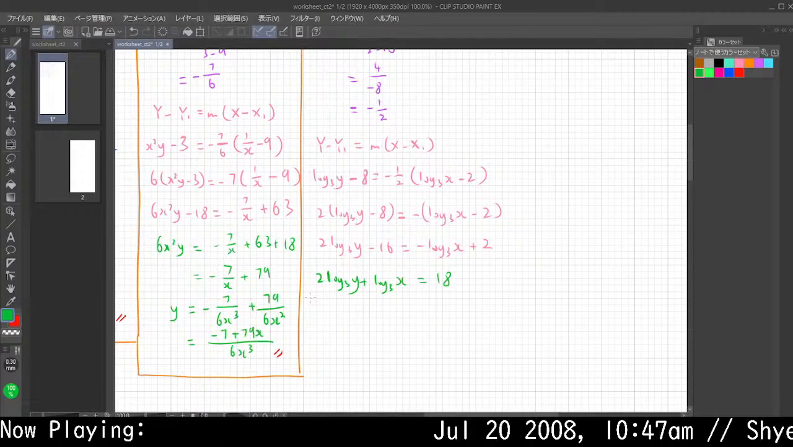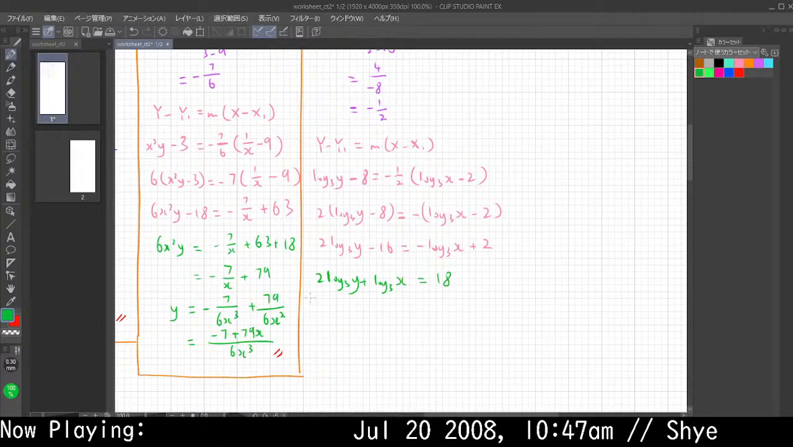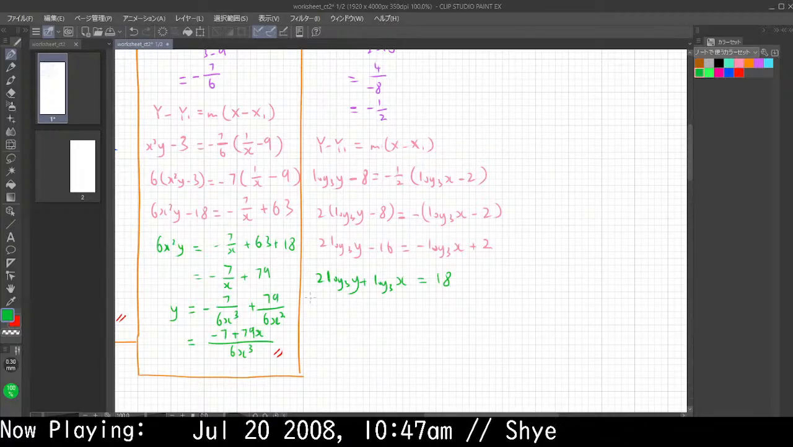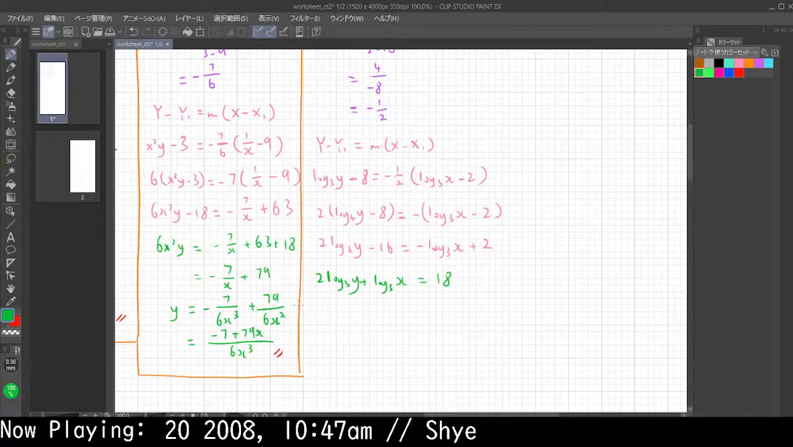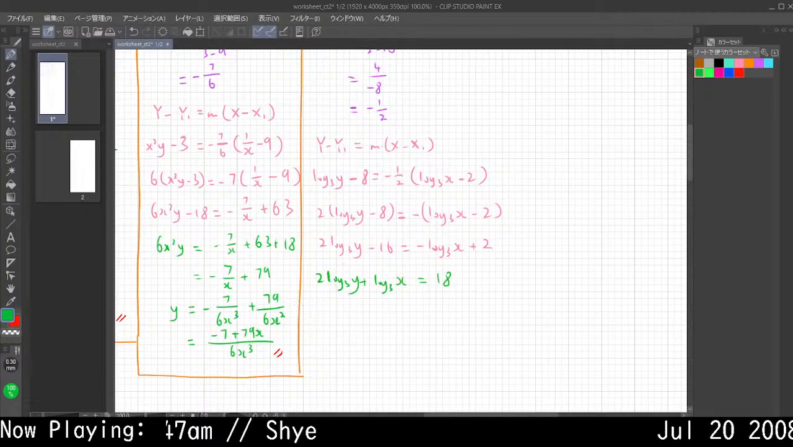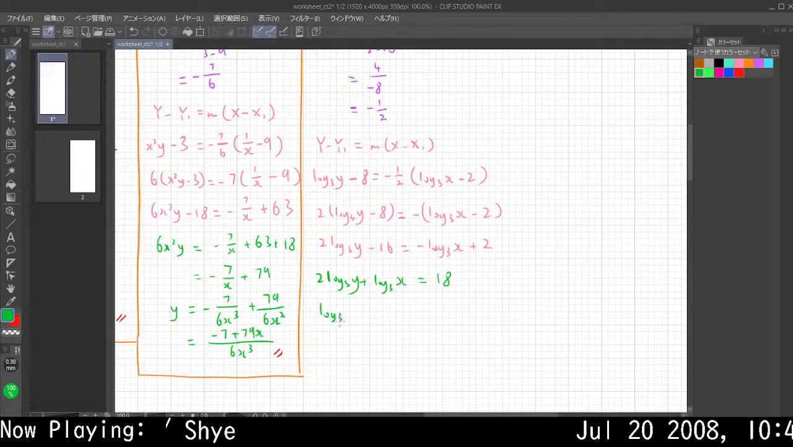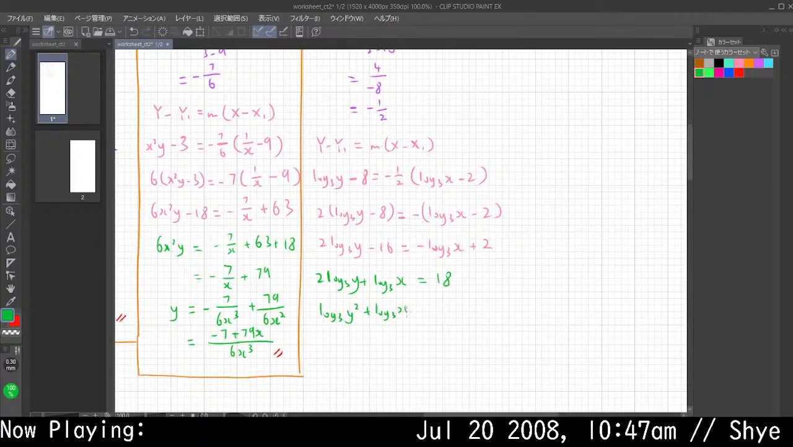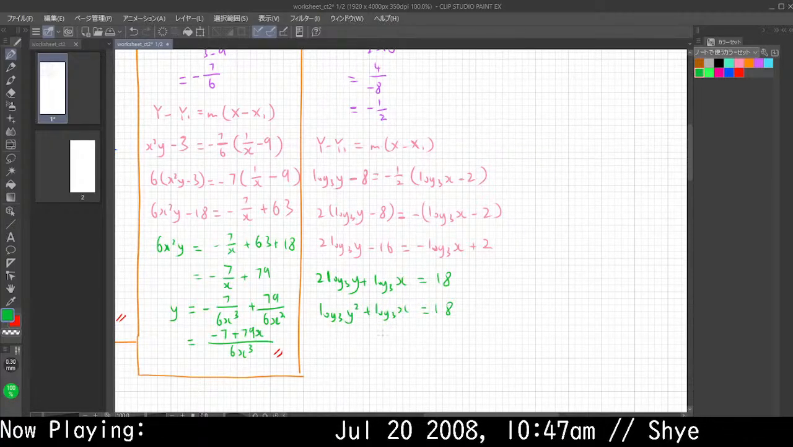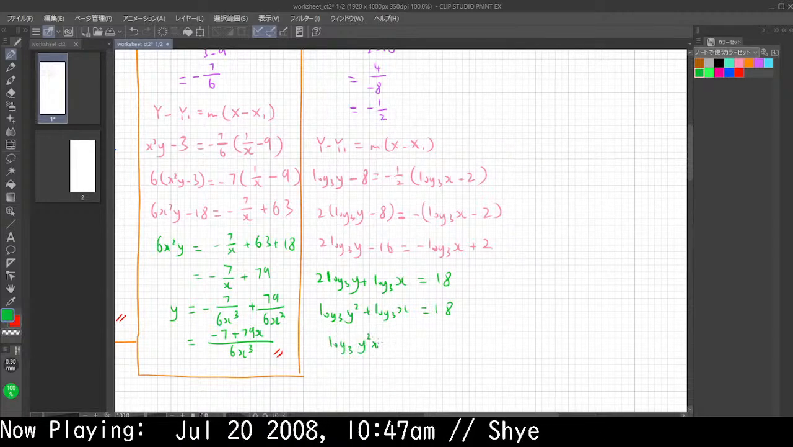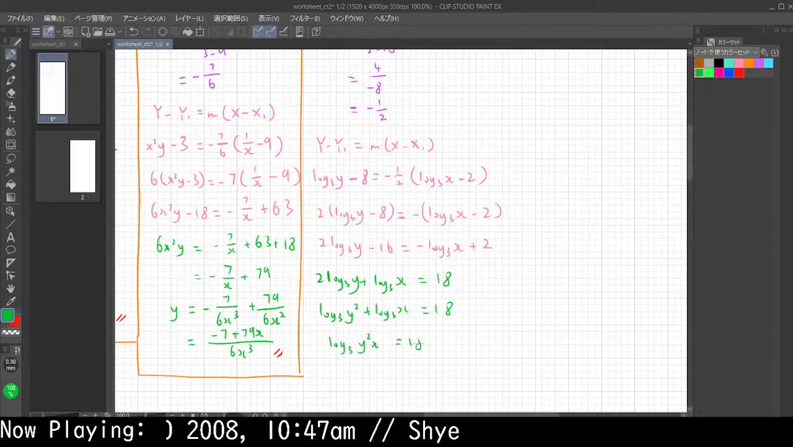But before combining them, I need to make sure that nothing exists in front of the logs. So the 2 I need to bring up to form a square. So this becomes log base 3 y square plus log base 3 x equals 18. Both logs same base, nothing in the way, combine together: log base 3 y square x equals 18.